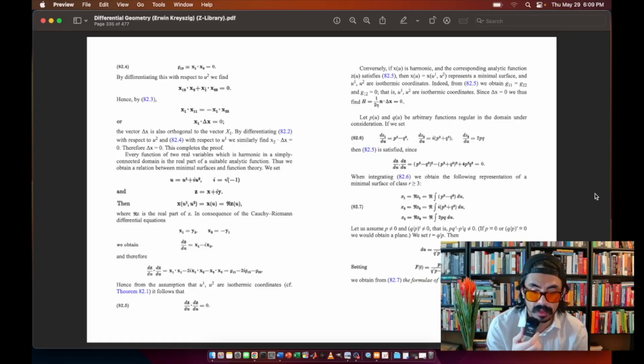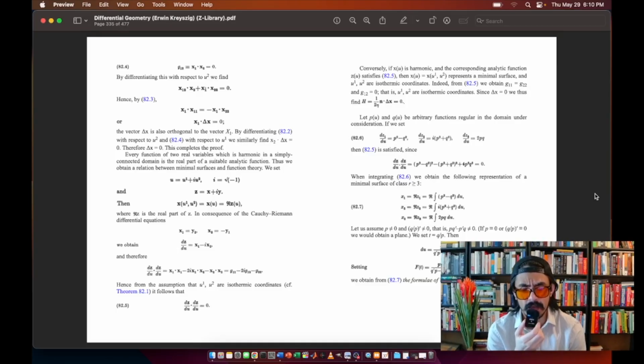Let p of u and q of u be arbitrary functions regular in the domain under consideration. If we set dz1/du equal to p squared minus q squared, dz2/du equal to i times the quantity p squared plus q squared, and dz3/du equal to 2pq, then the scalar product of dz/du with itself being equal to 0 is satisfied, since the scalar product of dz/du with itself is equal to the square of the quantity p squared minus q squared, then minus the square of the quantity p squared plus q squared, then plus 4 p squared q squared. This is all equal to 0.